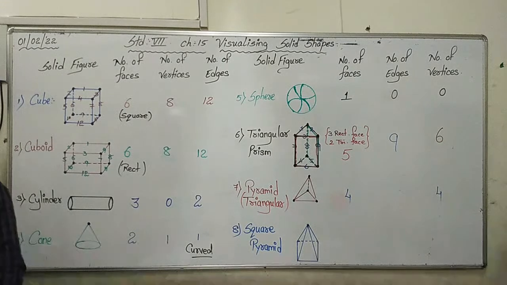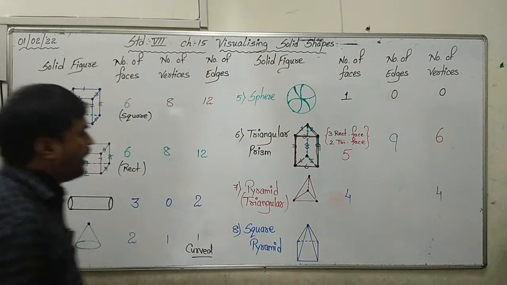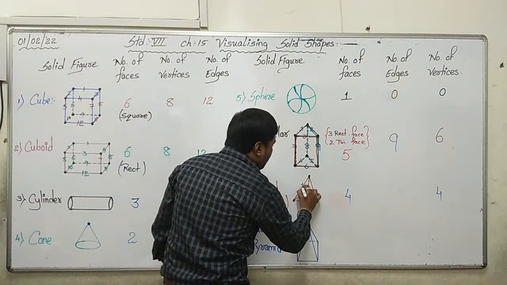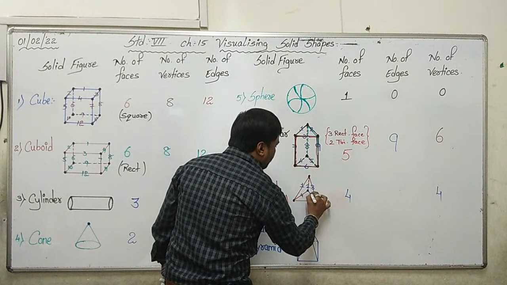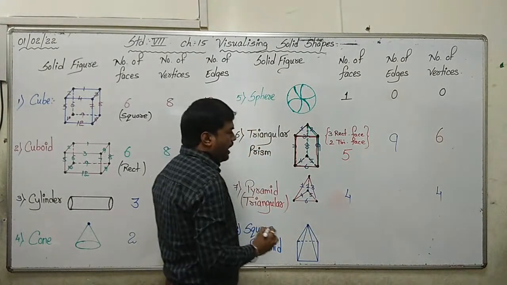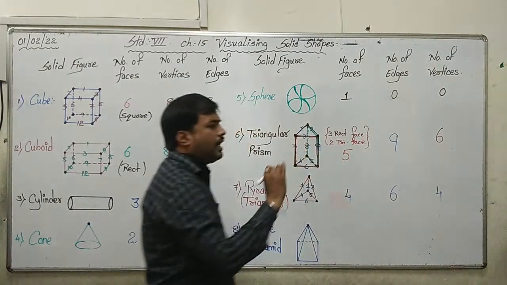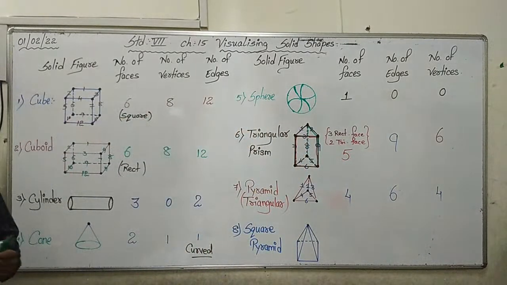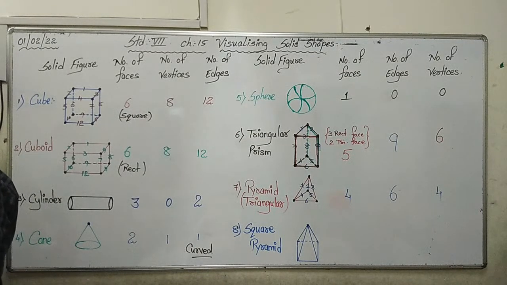Now let's find the number of edges. 1 2 3 4 5 6. So how many faces are there? Total 6 faces are there, right? Are you getting me?